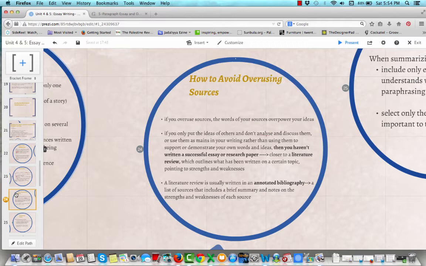The point of sources is to enhance your work, to show your work and add to it, not to overpower it and take over. And you can't just put a source in and that's it. When you include a source, you have to analyze it and discuss it, because that shows me that you have understood the source that you have inputted into your paper.